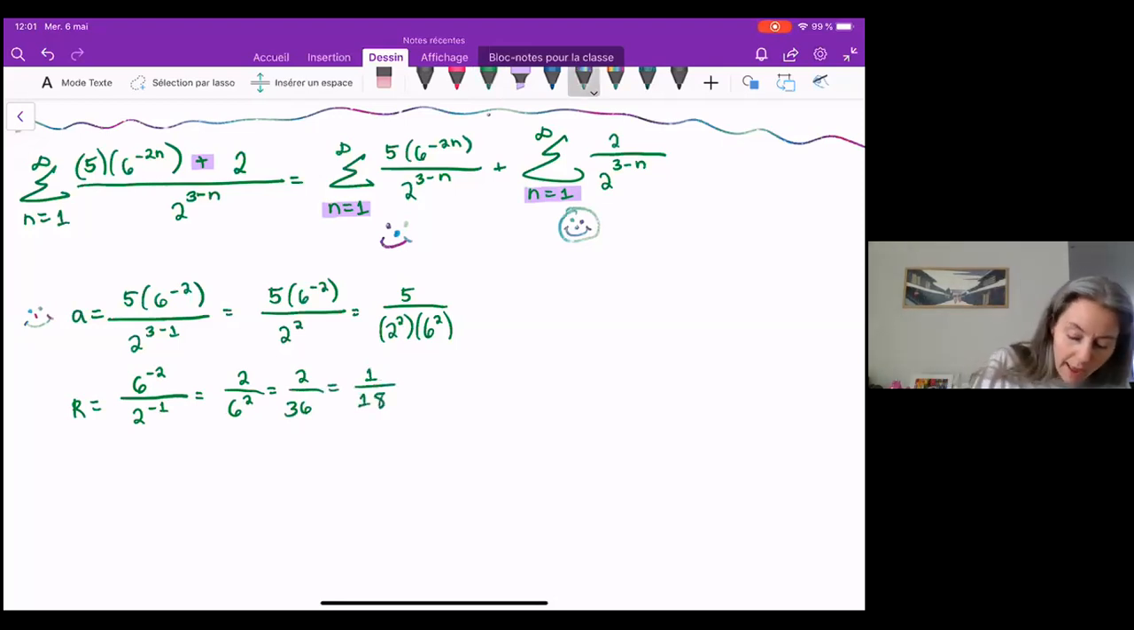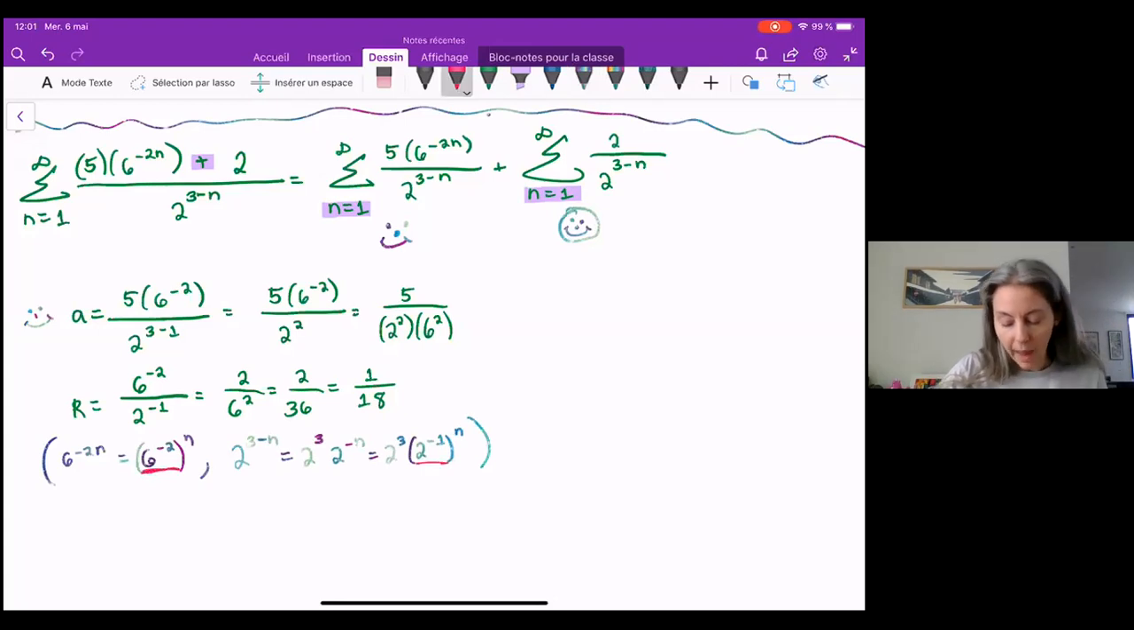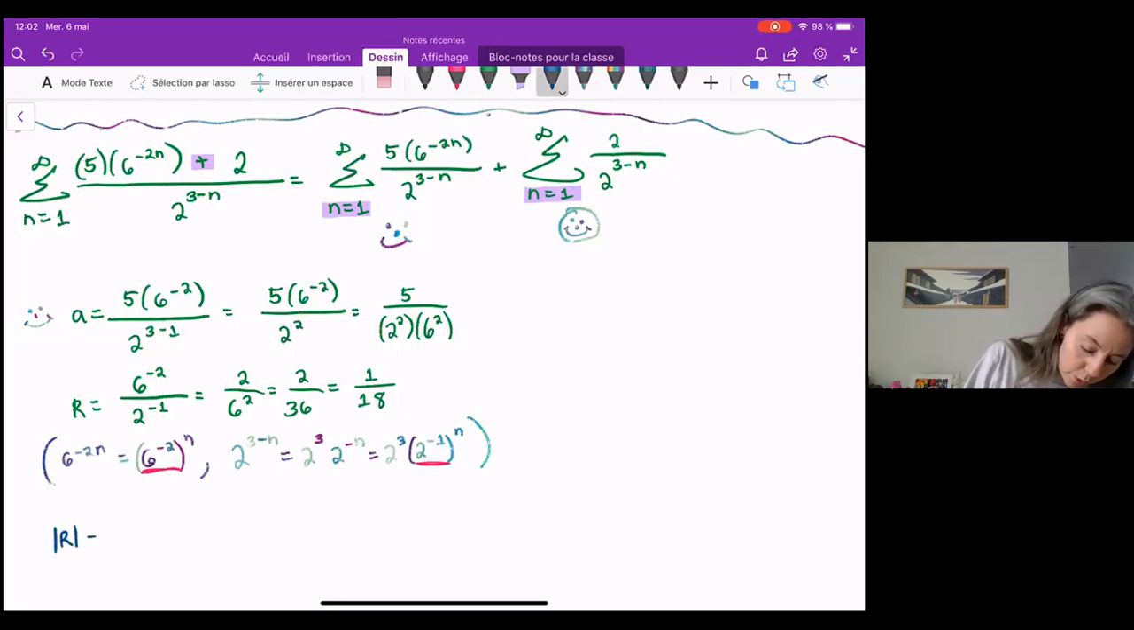Now, just to make sure that we get that, the 6 to the negative 2n, remember that's like 6 to the negative 2, all to the power of n, and 2 to the 3 minus n is 2 to the 3 times 2 to the negative n, which is 2 to the 3 times 2 to the negative 1, all to the n. So I can see that I need to take with me the 6 to the negative 2 and the 2 to the negative 1. So in this case, my absolute value of r is equal to 1 over 18, which is less than 1, so it means that this thing converges.